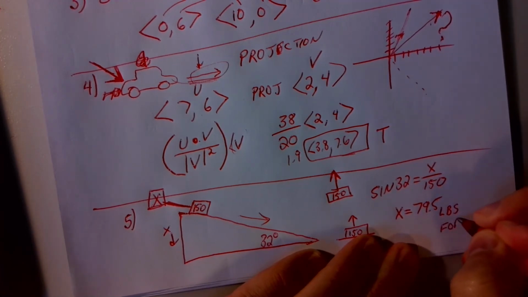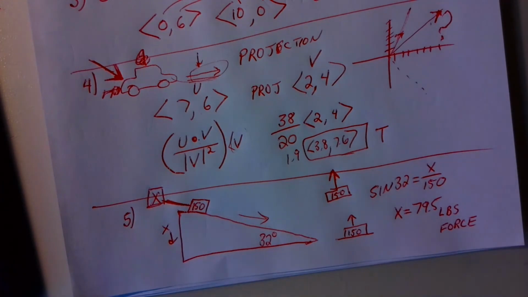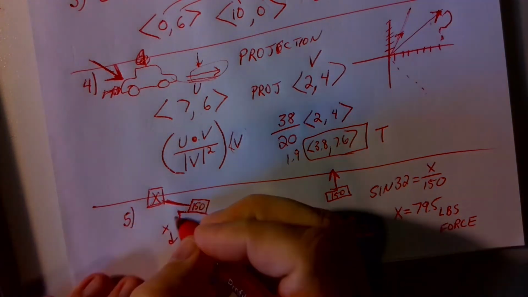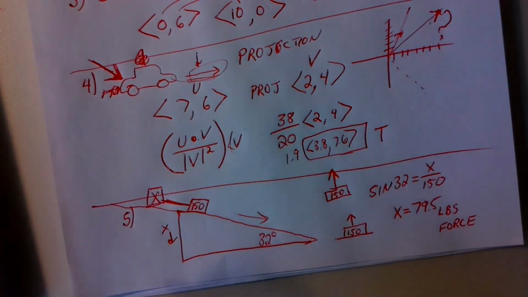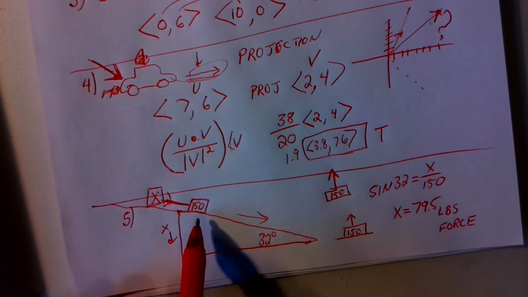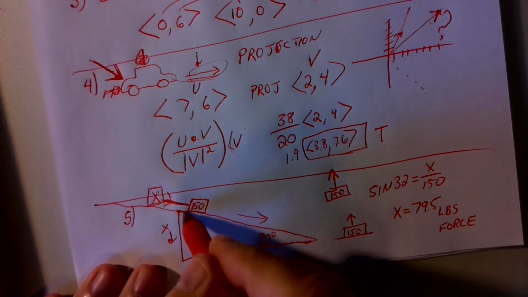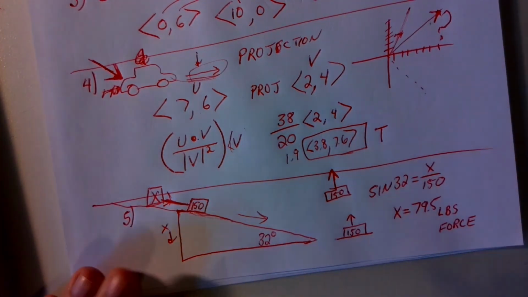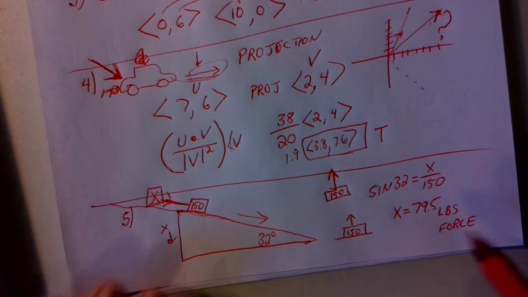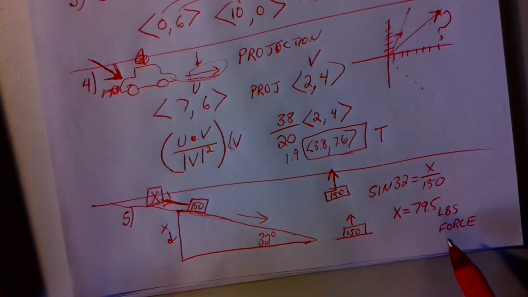Pounds of force. So that's what I would have to do. Like if this was an elongated hill and I've dug my feet into it and I'm holding onto this rope, and this box is 150 pounds. And again, this is a slick surface, so there's no friction right there. How much do I have to withstand in order to keep that from sliding down? That would be the 79.5 pounds.